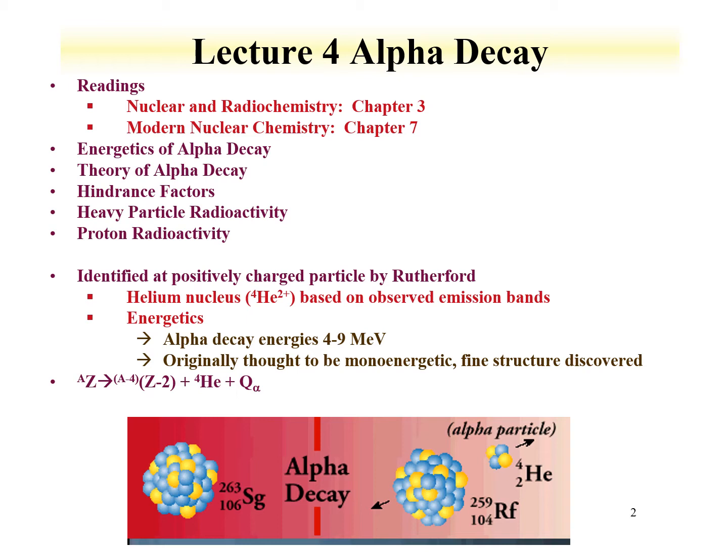Originally, they were thought to be monoenergetic. However, fine structure was discovered where the alpha decay energies can vary for a given isotope. And as we'll see, what this means is that alpha decay, when it goes to a daughter state, can decay to different levels in the daughter nucleus. Those energy level differences are based on the differences in the alpha decay energies.